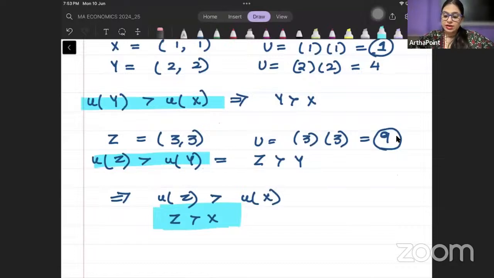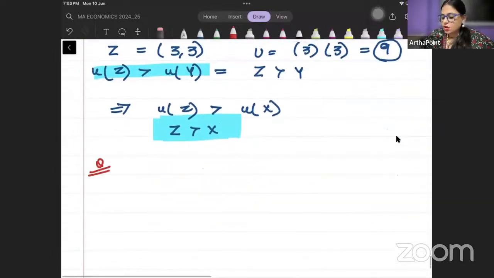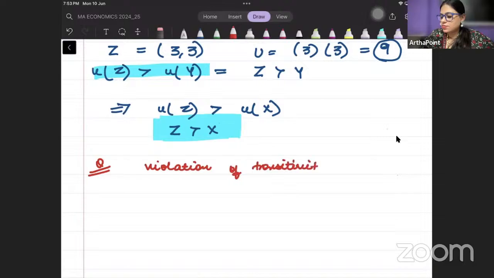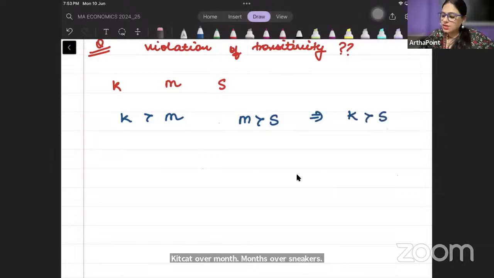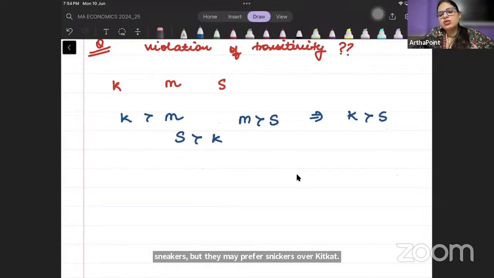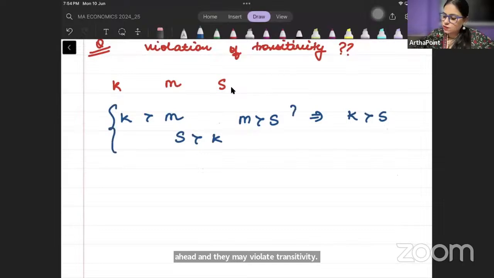Now, can you go ahead and give me an example of when there will be a violation of transitivity? Anyone? When will transitivity be violated? Okay, children case. Yes, that's possible. You're right. Usually it also happens with children. For example, if I tell children that I have say Kit Kat and Munch and let's say Snickers, then children may prefer Kit Kat over Munch over Snickers. So Kit Kat should be preferred over Snickers, but they may prefer Snickers over Kit Kat. So with children, we don't know. They may violate transitivity. Correct? So this is an example of violation of transitivity.